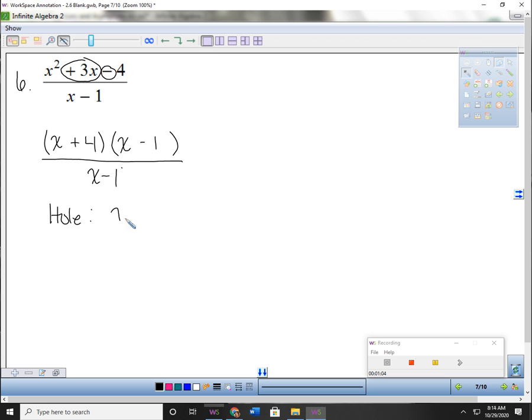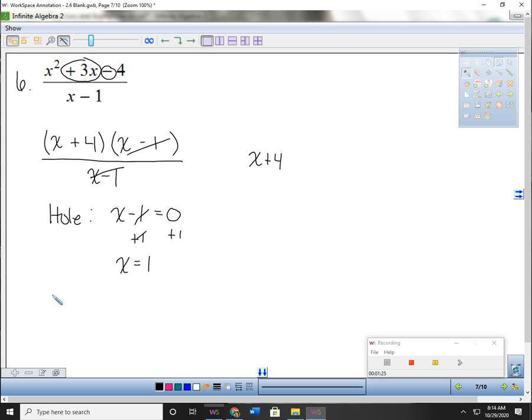I'm going to take that x minus 1 and I'm going to set it equal to 0. So if I solve for x, I get 1. So I have a hole when x equals 1. Now all I have left is x plus 4.